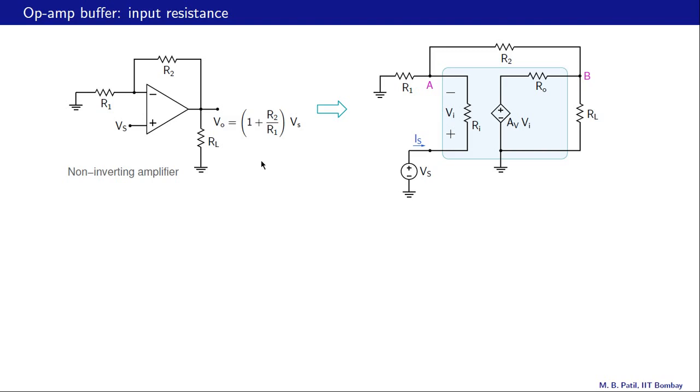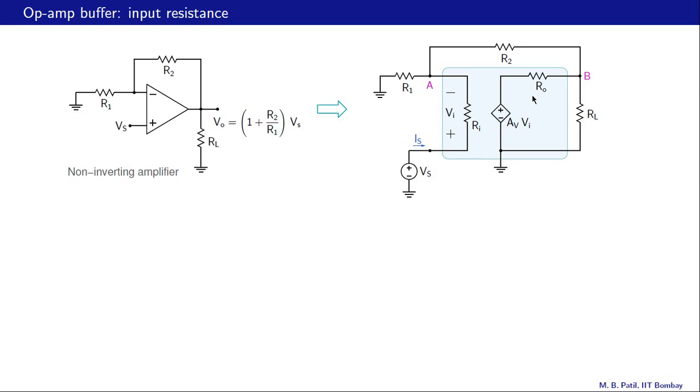We now want to look at the op-amp buffer, find its input resistance and output resistance. To begin with, let us look at the non-inverting amplifier, because the buffer is a special case of this circuit with R1 equal to infinity and R2 equal to 0, as we have seen before. Now for this circuit, let's replace the op-amp with its equivalent circuit consisting of the input resistance, gain element and output resistance.